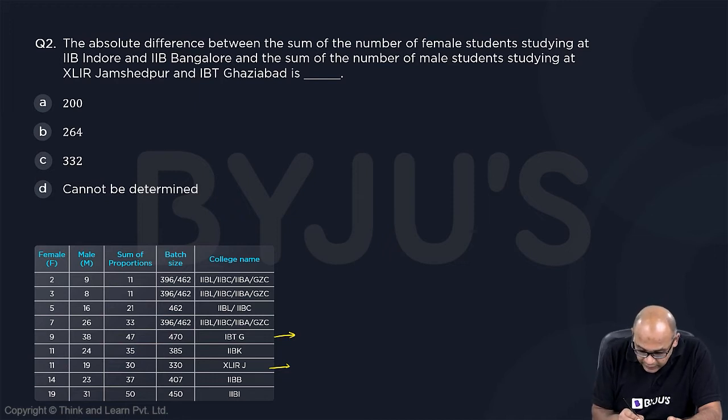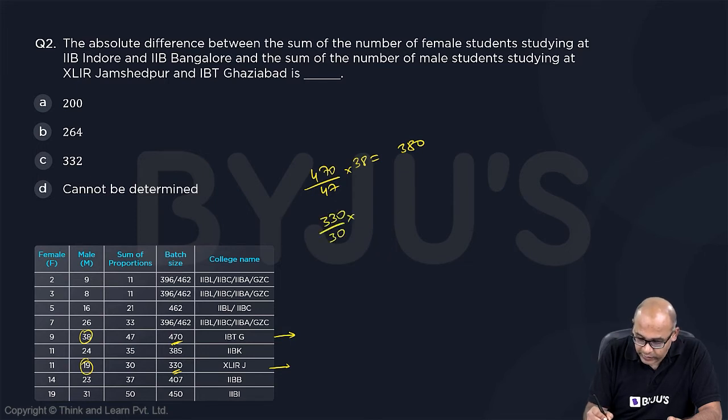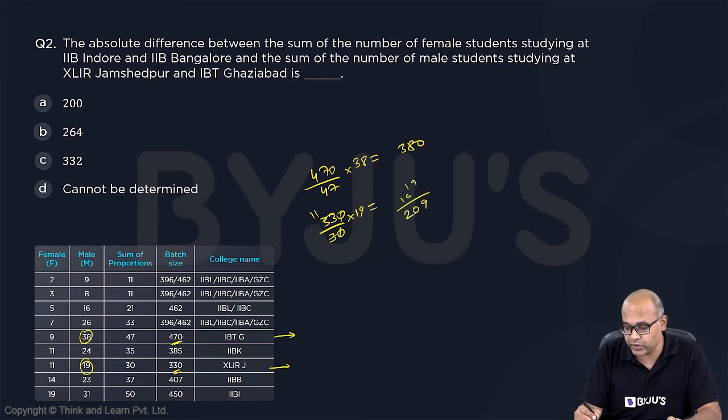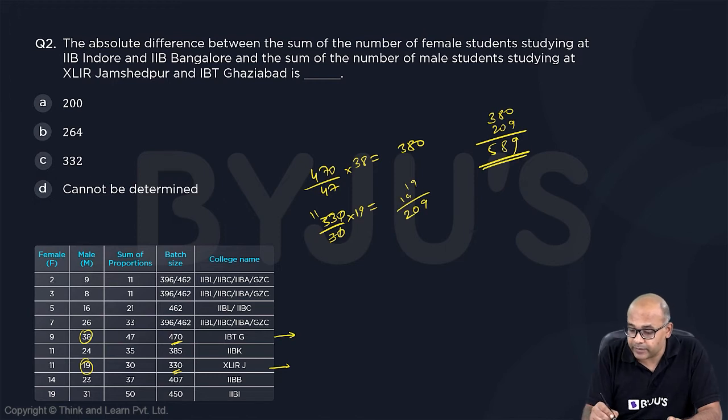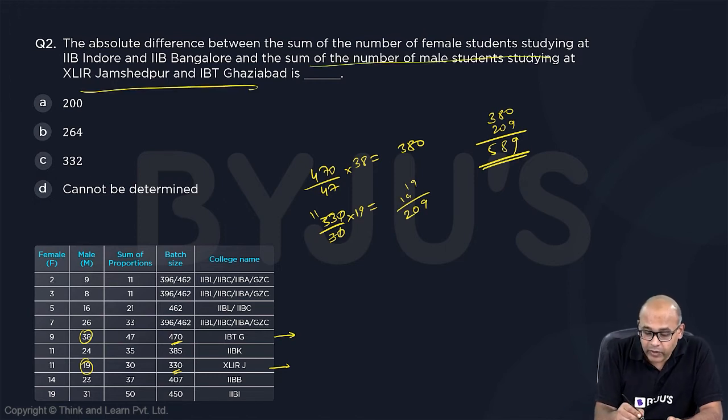So male students are 38 and 19. 470 is the batch size, 330 is the batch size here. So 470 by 47 into 38, so this is 380. Similarly, 330 by 30 into 19, so this goes 11 times 19, which is 209. So we have 380 and 209, which is 589. Right? So that is this part. This part is 589.